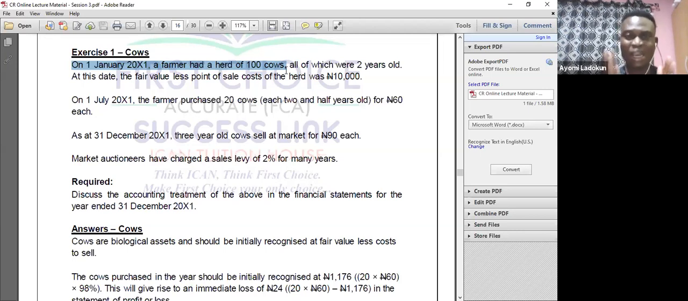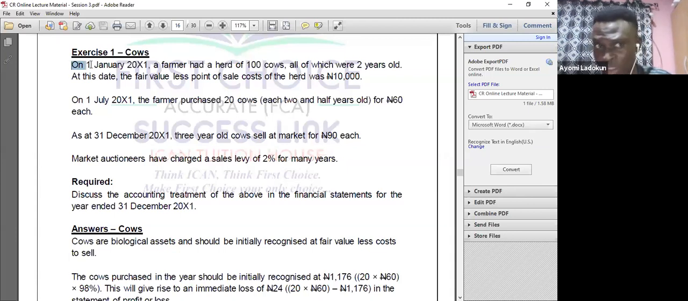According to IAS 41, a biological asset. So how do I know it's a biological asset? Because it's a cow. They didn't tell us whether they milk the cow. So obviously it's a biological asset, because a biological asset is a living plant or animal. All right, so all I need to do is, what is my fair value? I will initially measure at fair value less cost to sell. So that's what I will do.